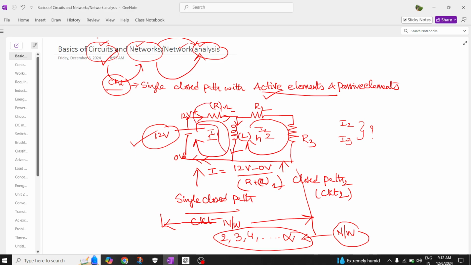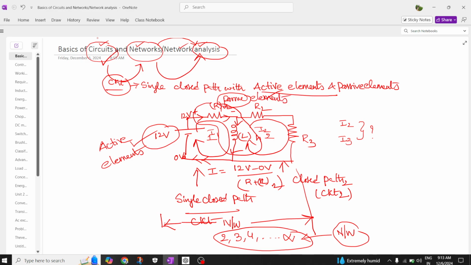The elements which consume the 12 volts, which consume the active power, we are going to call passive elements. So this is a passive element, this is an active element. We'll discuss in detail, you need not bother. So voltage sources are called active elements, and elements which absorb the energy are called passive elements.